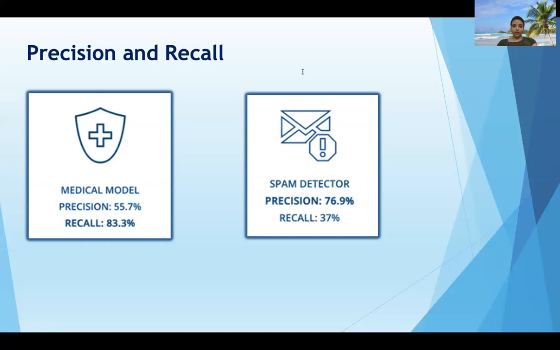So how do we combine these two scores into one? A simple way is to just take the average of the two. The average for the medical model is 69.5%, and for the email model the average is 56.95%. You might be thinking that this average is not different from the accuracy. In order to see whether it is a better metric or not, try it with the credit card fraud example.